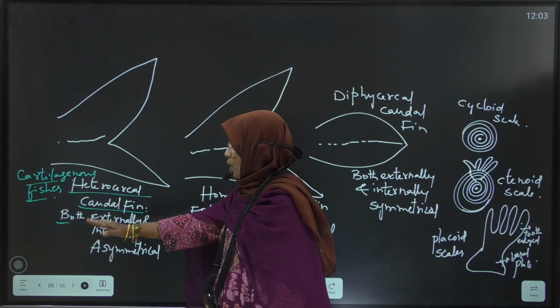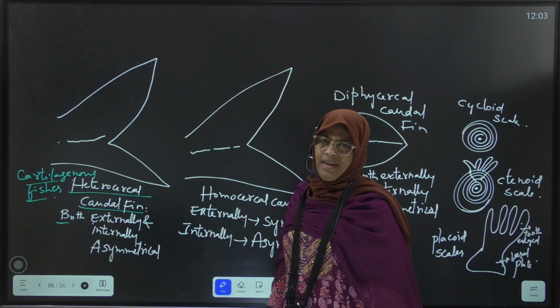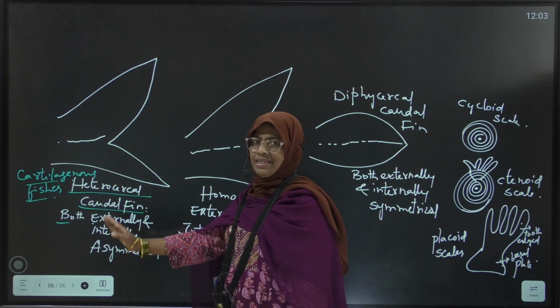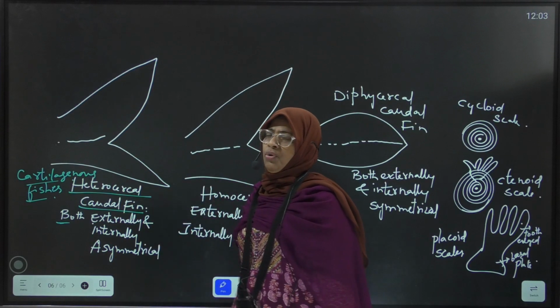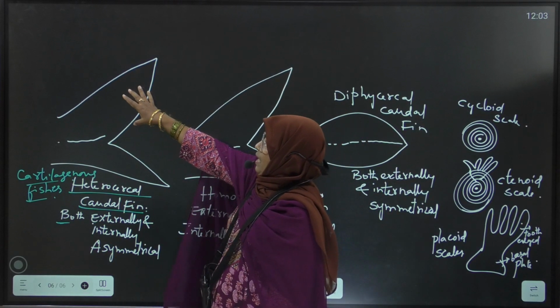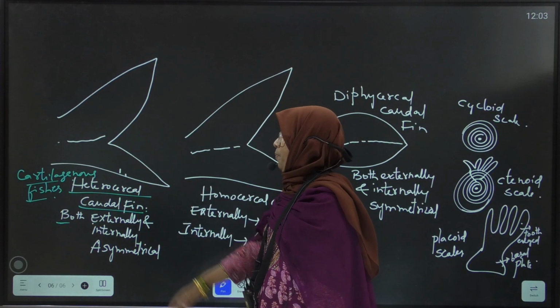Here the caudal fin is both externally and internally asymmetrical. The caudal fin is divided into two unequal lobes, one large and another small. The upper lobe is large and the lower lobe is small.